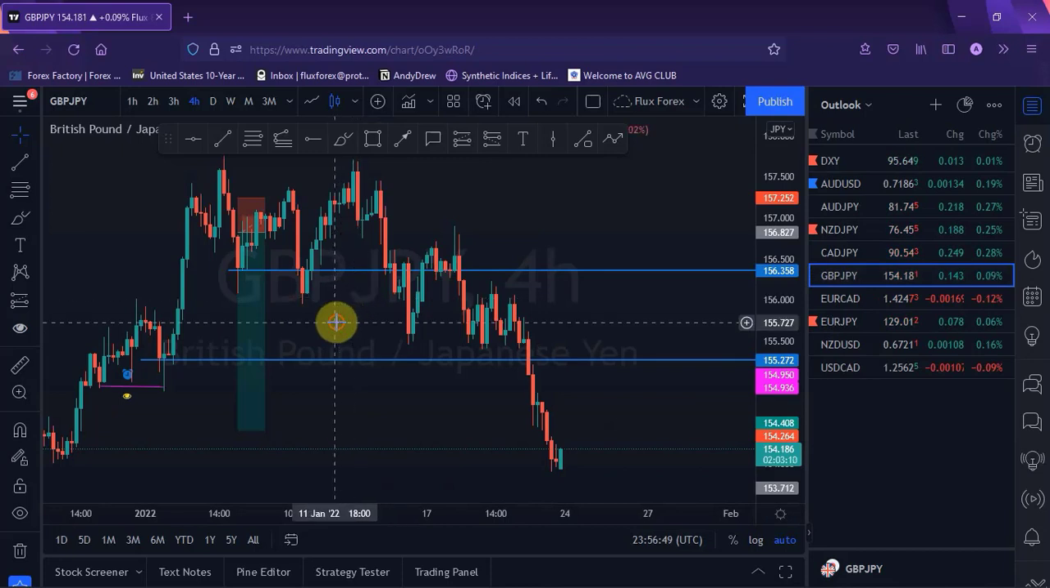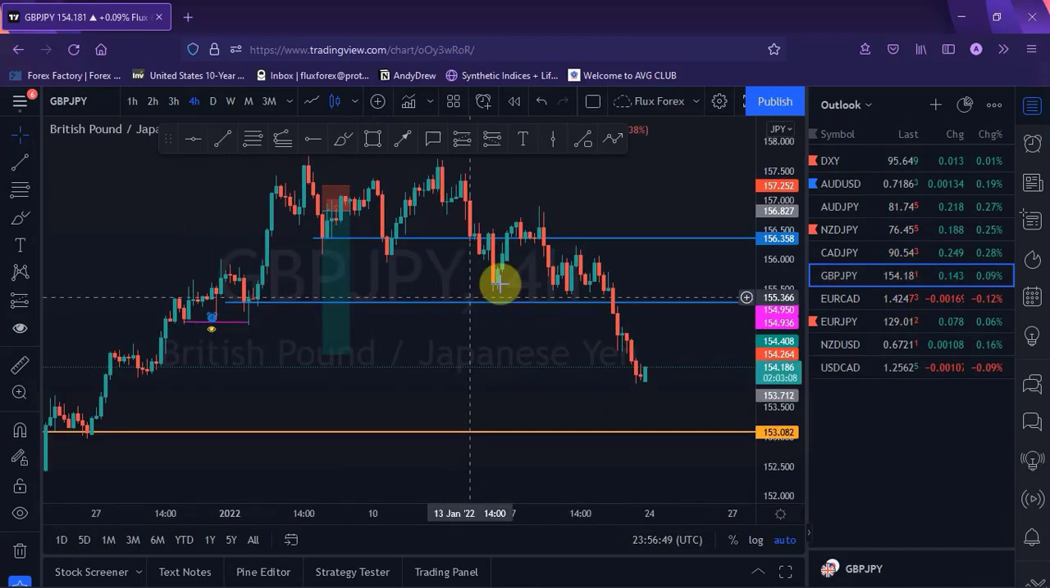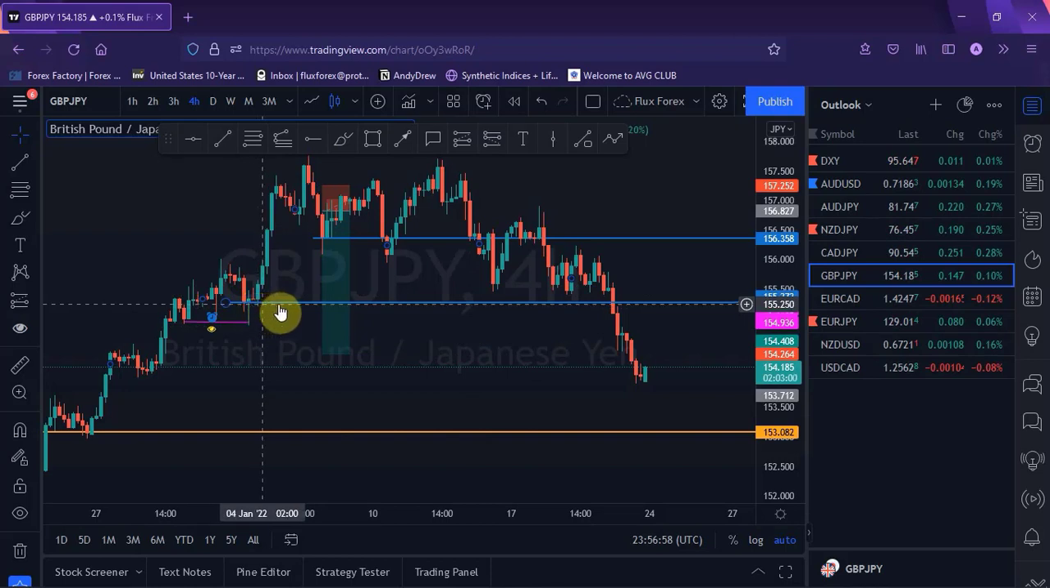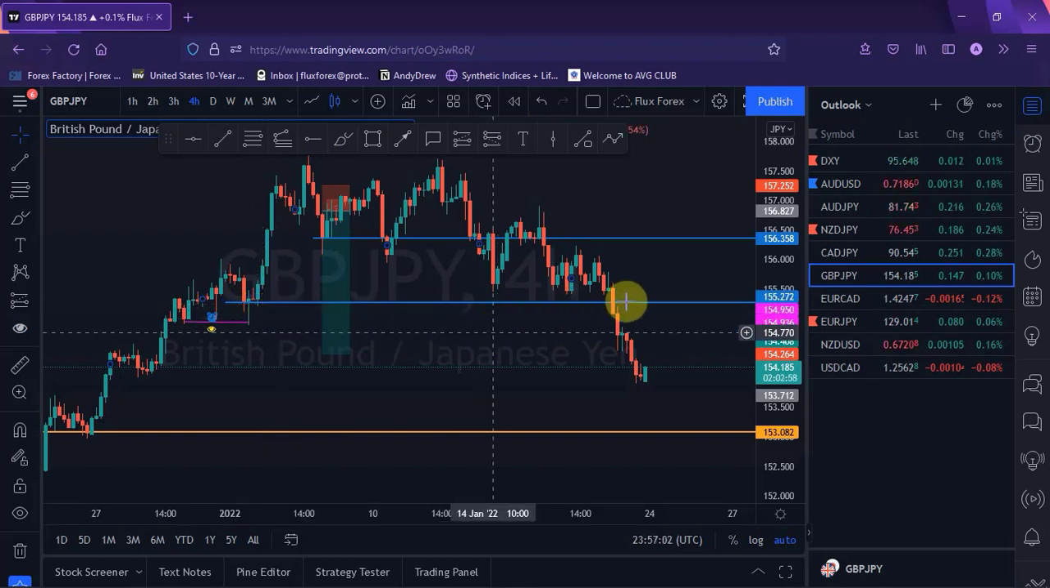And let's look at what is happening also on GBPJPY. I spoke about this pair last week if you watched my analysis. I was targeting this low. This is where I wanted price to break, and it did exactly that.